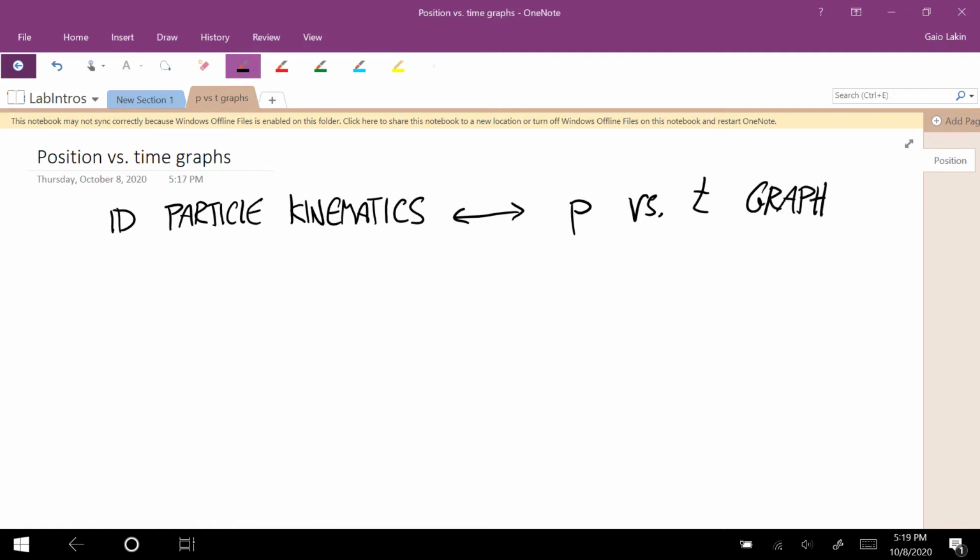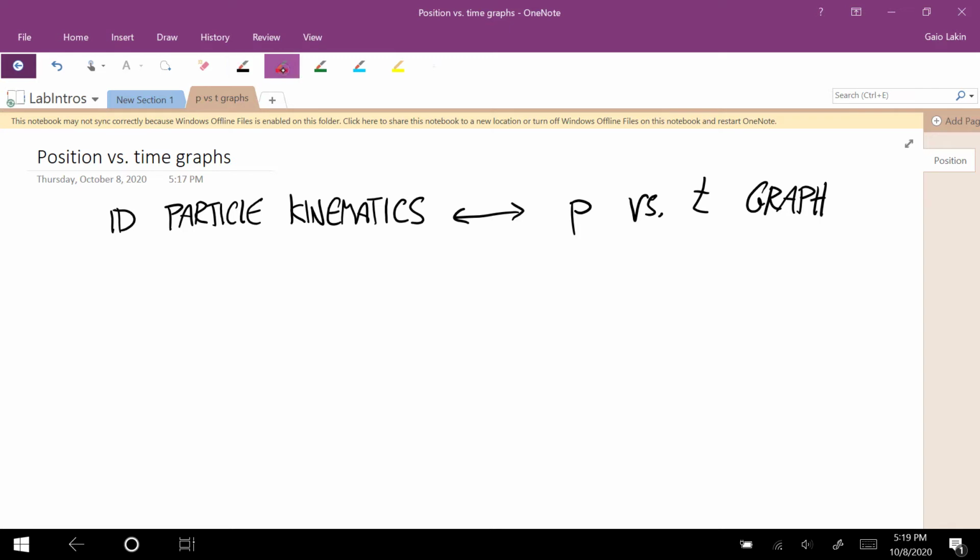And what we're going to want to be able to do by the end of this is see a motion and sort of estimate what the position versus time graph would look like, and going the other direction too, to look at a position versus time graph and to be able to read off of it what's happening with the motion.